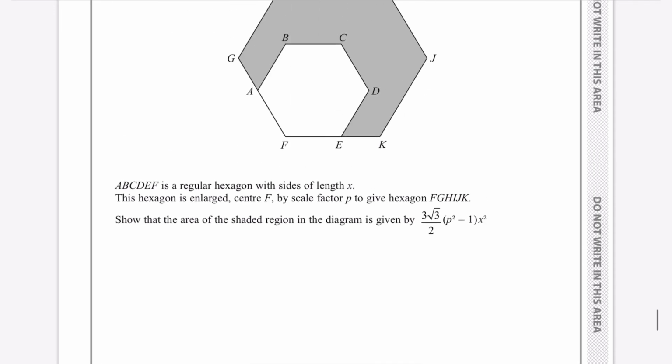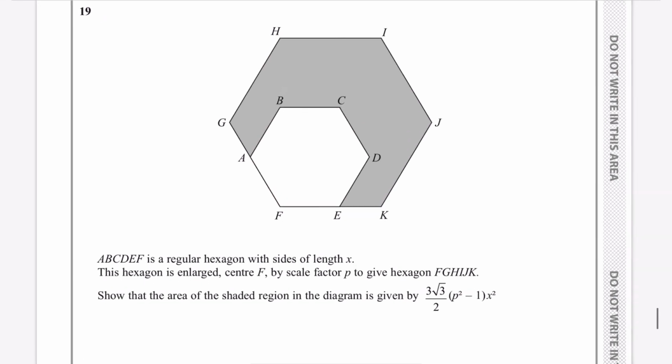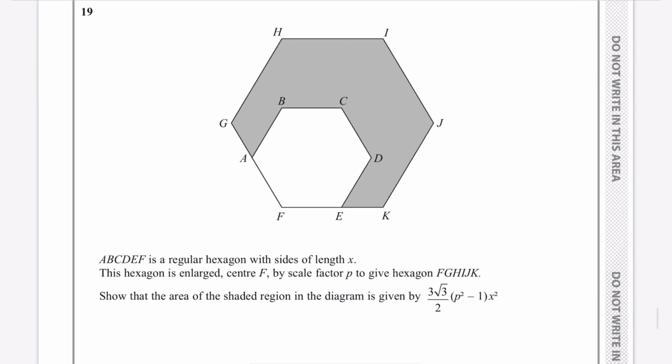I think we've got questions 19, 20, 21 left. So we've got 3 questions, and they are pretty horrible, particularly question 19. ABCDEF is a hexagon with side length x. So this little one that we've got here has side length x. And then the hexagon is enlarged with center F by scale factor P to give this other hexagon. Show that the area of the shaded region is given by this.